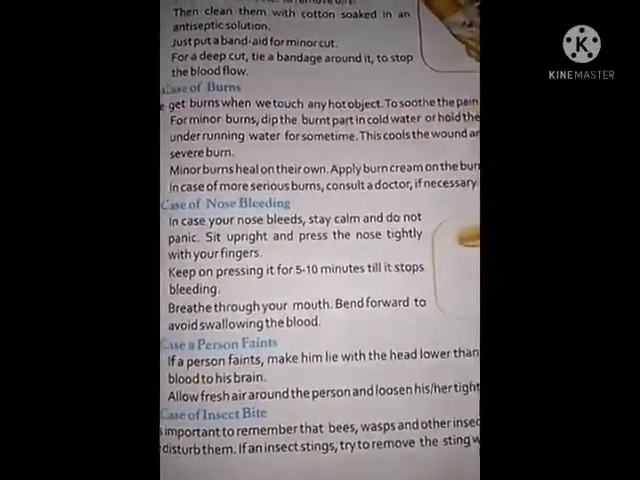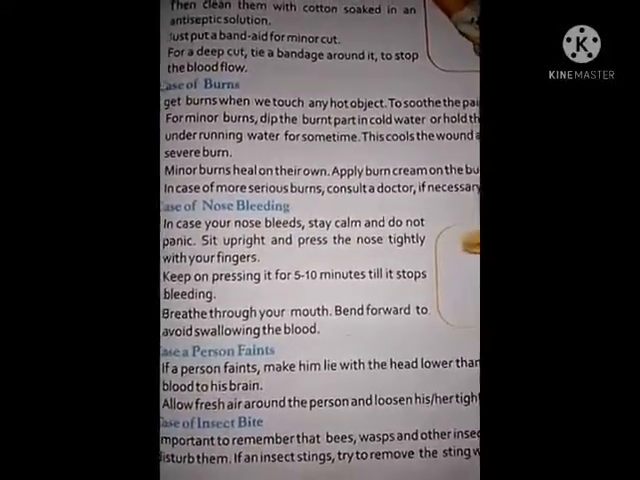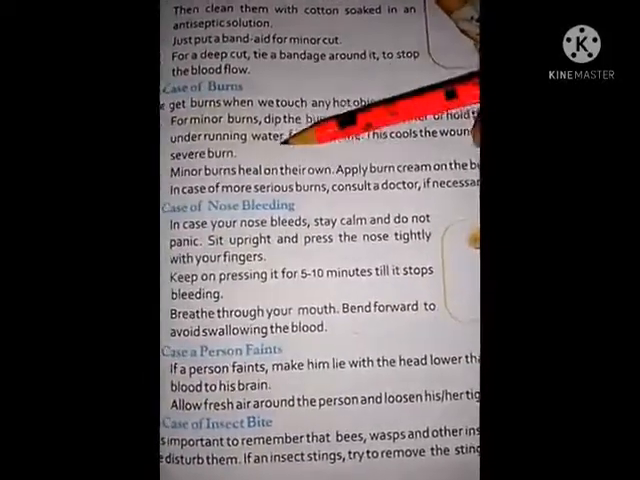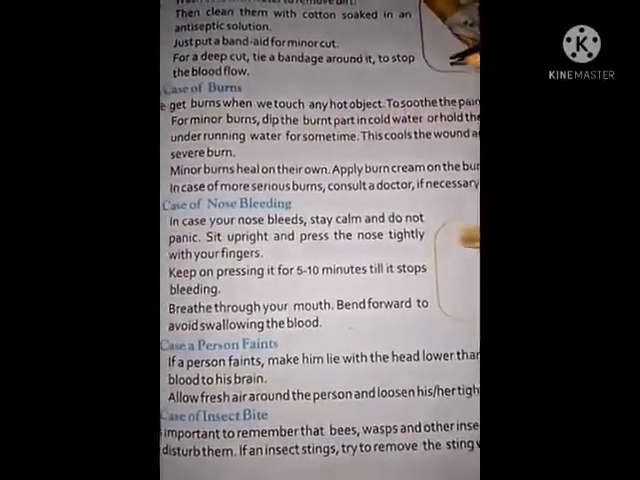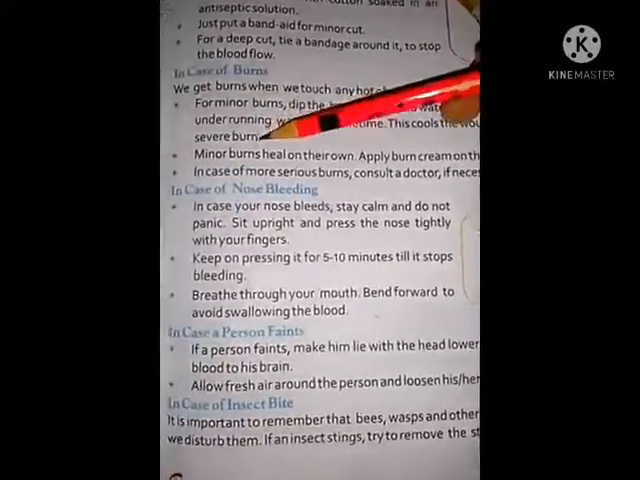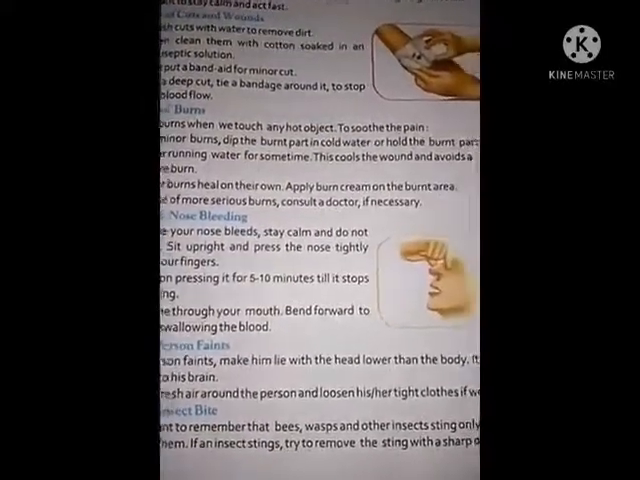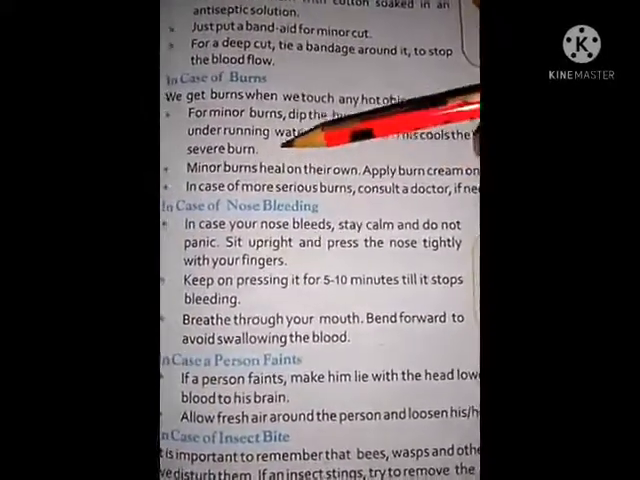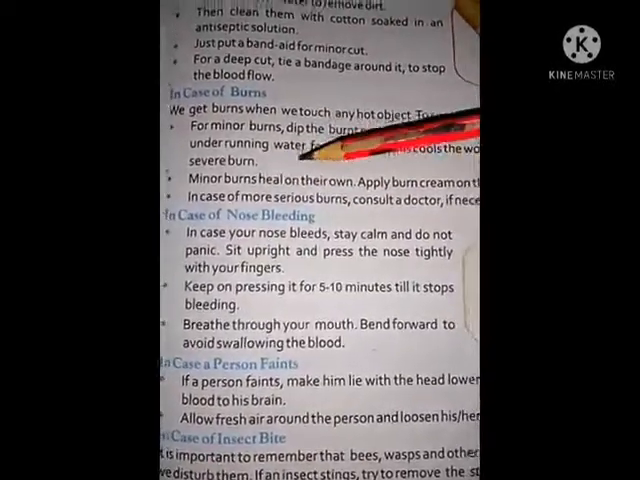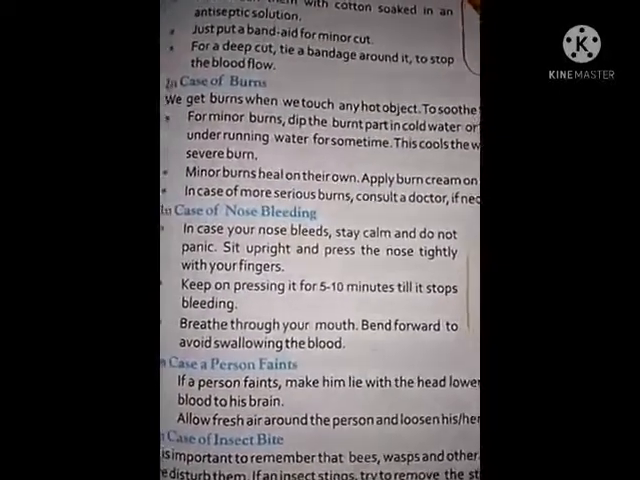For minor burns, if you just touch that hot object, then dip the burnt part in cold water or hold it under running water for some time. This cools the wound and avoids a severe burn. Minor burns heal on their own. No need to do special treatment.